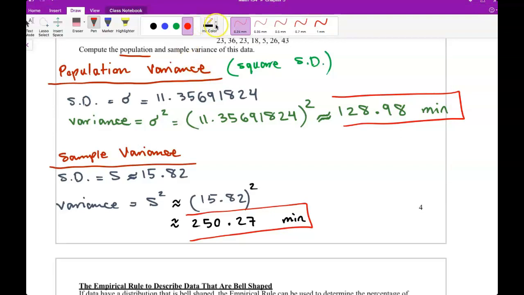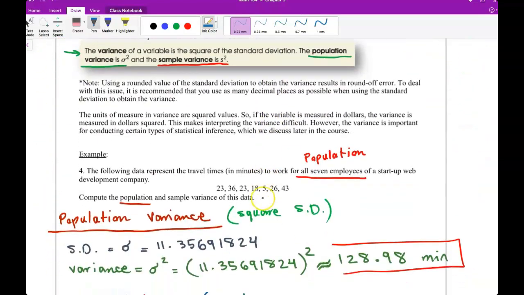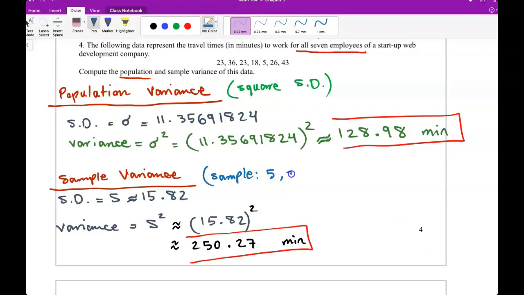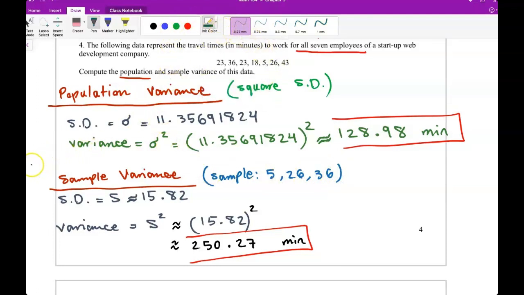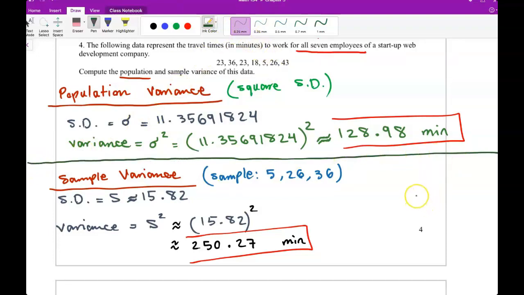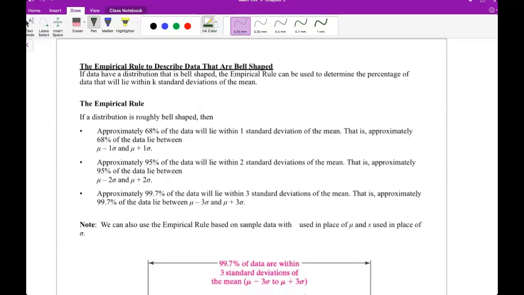So let's add what numbers are used here, because you may say later, okay, where's the example? So the example, from the previous example, is 5, 26, 36. Next page.